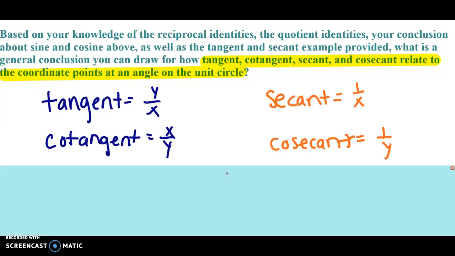All right, so this is what I said. Tangent is y over x, cotangent is x over y, secant is 1 over x, and the cosecant is 1 over the y value.